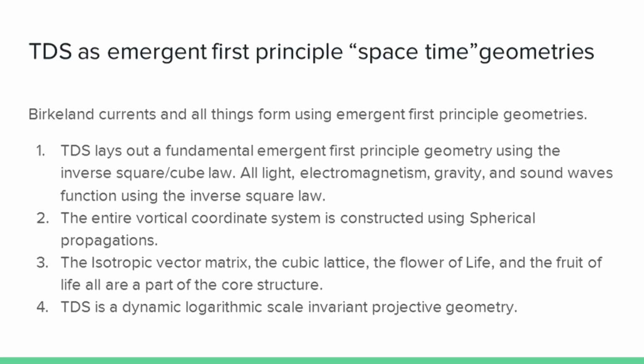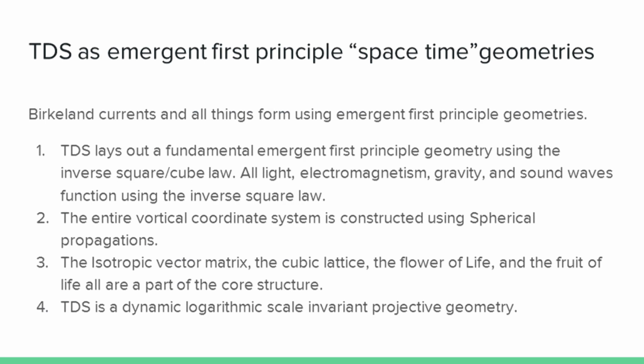The Dougherty set as emergent first principle space-time geometries: Birkeland currents and all things using emergent first principle geometries. The Dougherty set lays out fundamental emergent first principle geometry using the inverse square law/cube law. All light, electromagnetism, gravity, and sound waves function using the inverse square law. The entire vertical coordinate system is constructed using spherical propagations.